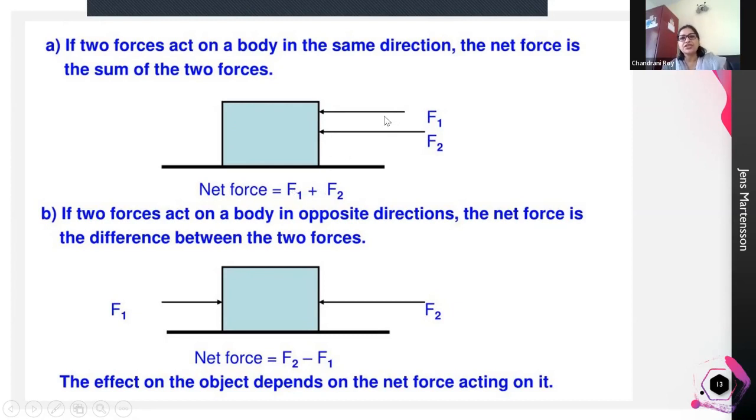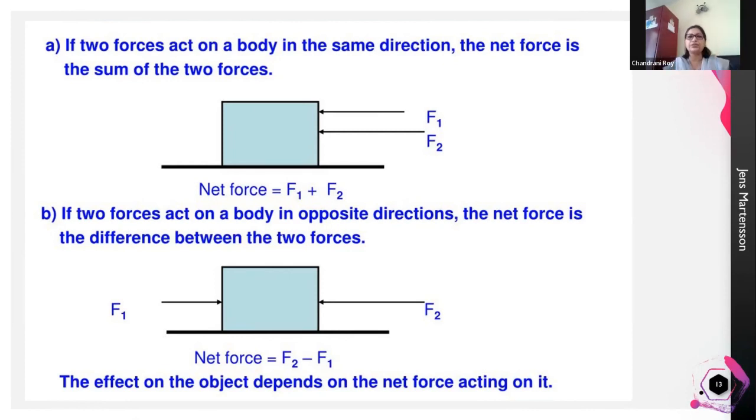Now we have to first check whether F1 and F2 are both aligned in the same direction. So both of them are pushing the object in the same direction, and therefore the effect of the forces is going to be the additive effect, where we add the two forces.